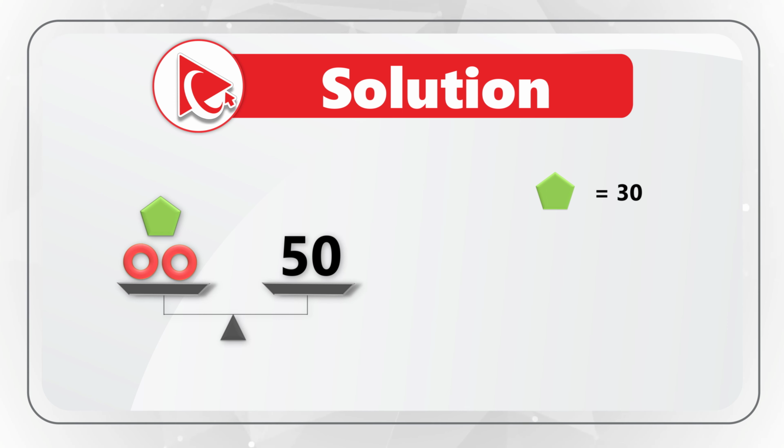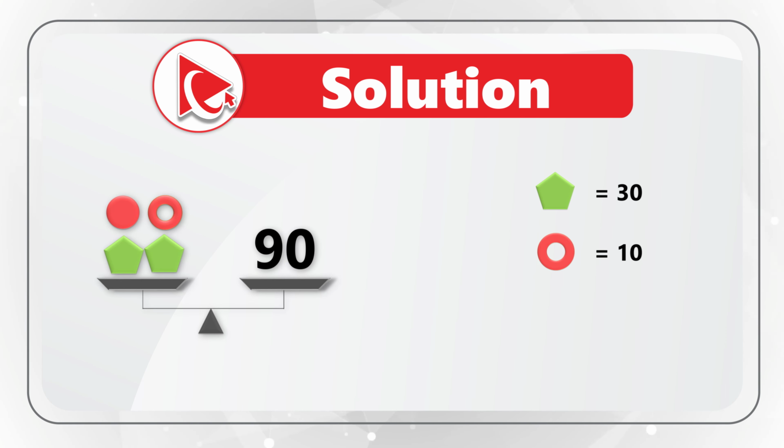We already know the value of pentagon, which is 30. All we need to do is divide the remainder of the calculations 50 minus 30, which equals to 20, by 2, because there are 2 bagels, and calculate the value of bagel, which is 10. On the next scale, we have 2 pentagons, 1 circle, and 1 bagel, and the combination of these shapes equals to 90. Let's do the math. 30 plus 30, which is the value of 2 pentagons, plus 10 equals 70, which means that the circle equals 90 minus 70, which equals to 20.